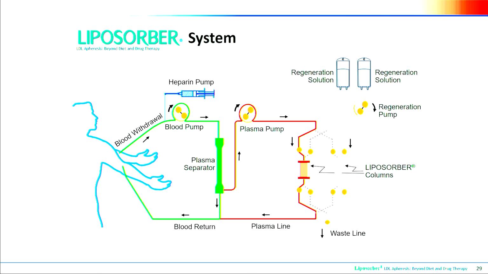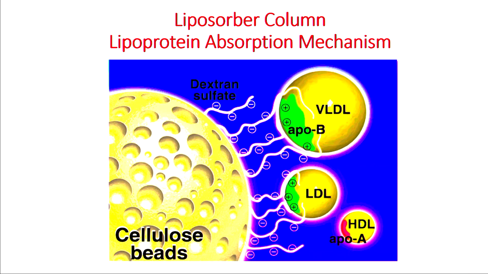So it can be run through a peripheral catheter or central. The blood's withdrawn, it goes through the plasma separator, and the blood is returned. This shows what happens in that process. There are cellulose beads with dextran sulfate, and this negative charge connects with the ApoB with a positive charge. So what we're removing is only the ApoB-containing particles, which is present on low density lipoprotein and very low density lipoprotein, not the HDL particles.